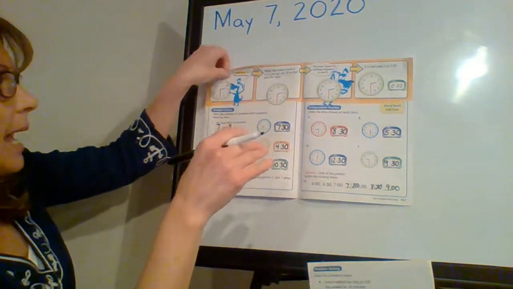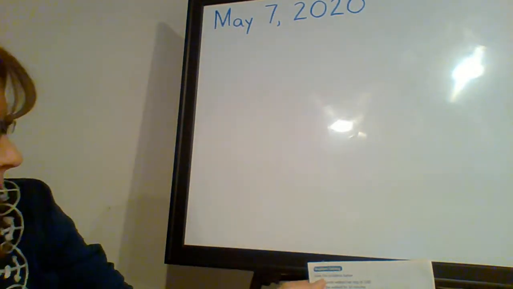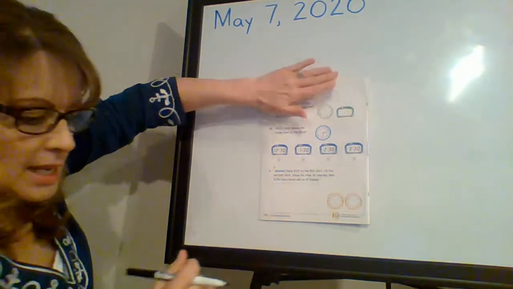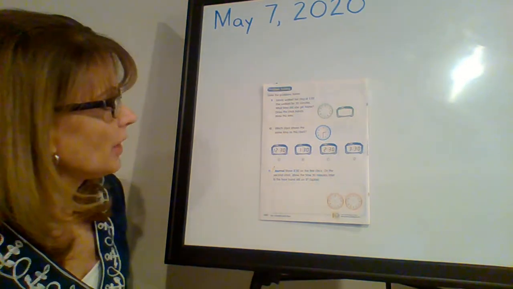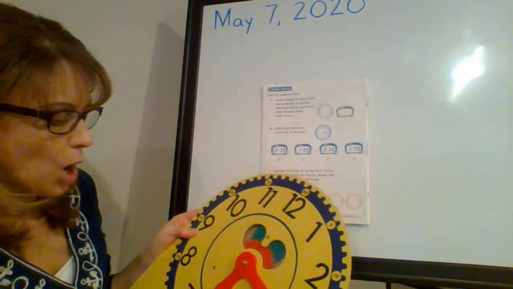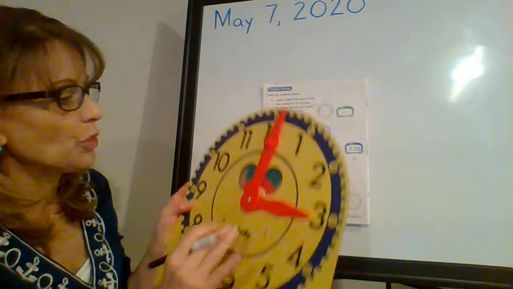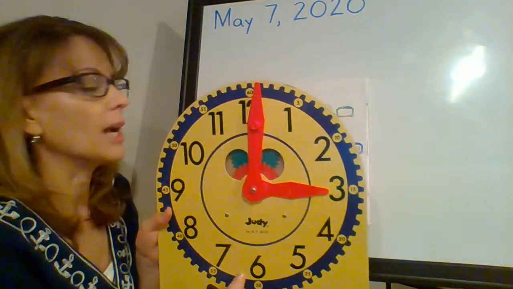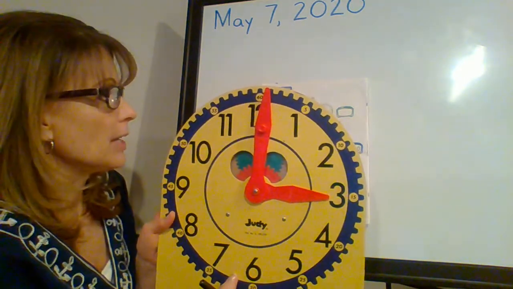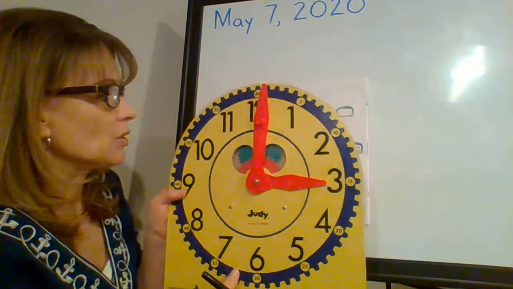All right, let's go to the back. It says, solve the problems below. Sandy walked her dog at 3 o'clock. Go ahead and make your clock show 3 o'clock. She walked for 30 minutes. What time did she get home? Draw the clock hands, write the time.